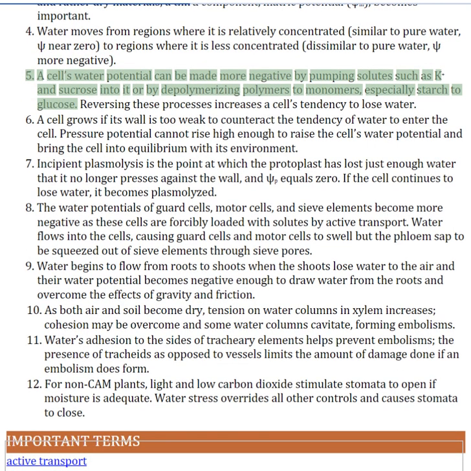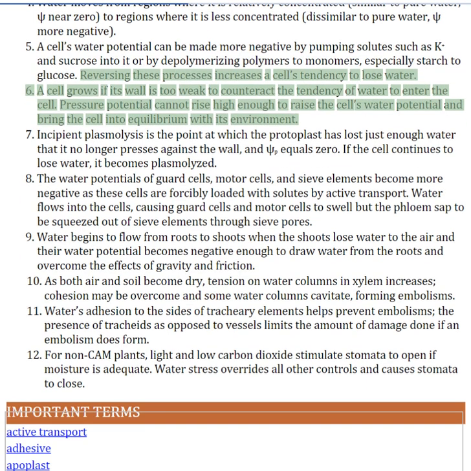5. A cell's water potential can be made more negative by pumping solutes such as K and sucrose into it or by depolymerizing polymers to monomers, especially starch to glucose. Reversing these processes increases a cell's tendency to lose water.